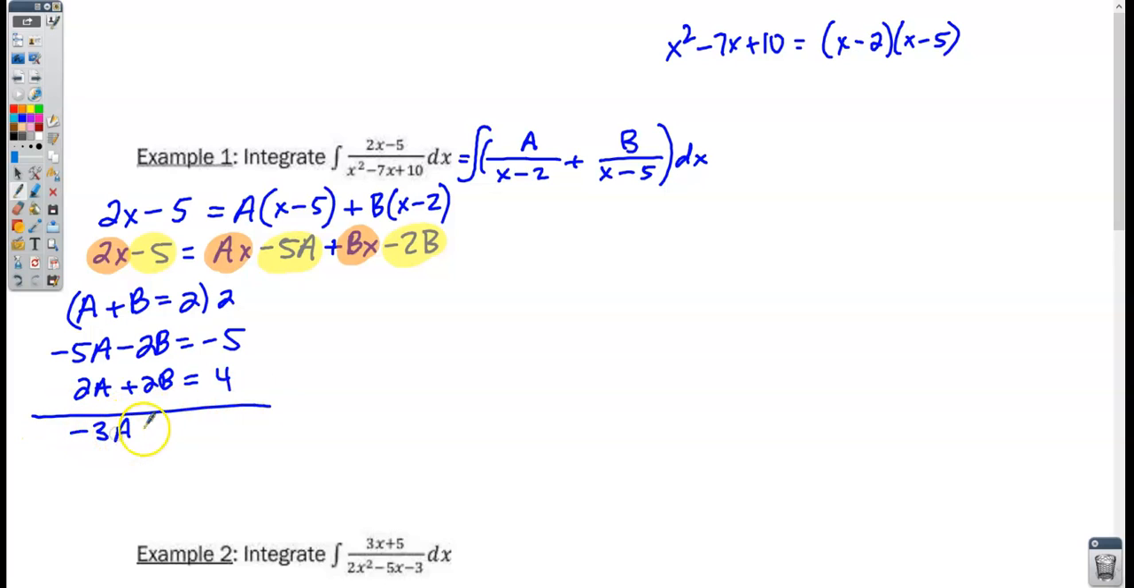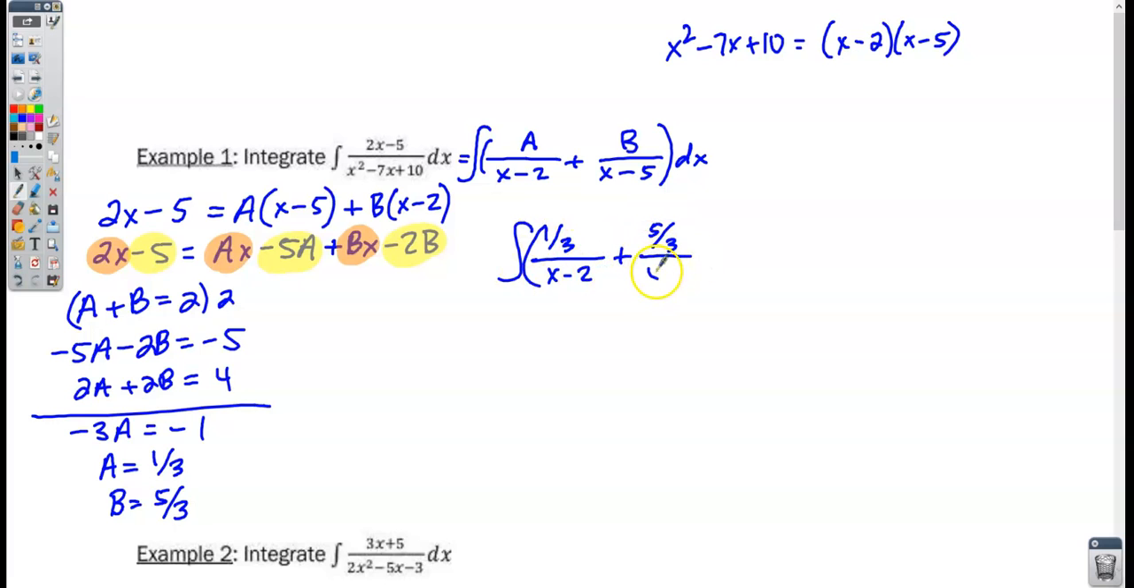So negative 3A equals, is that negative 1? So A equals 1/3. I substitute 1/3 back in here. B equals 5/3. And I check, that's negative 5/3, negative 10/3. Yep, those are correct. And so I can rewrite this original expression as the integral of 1/3 over x minus 2 plus 5/3 over x minus 5 dx.